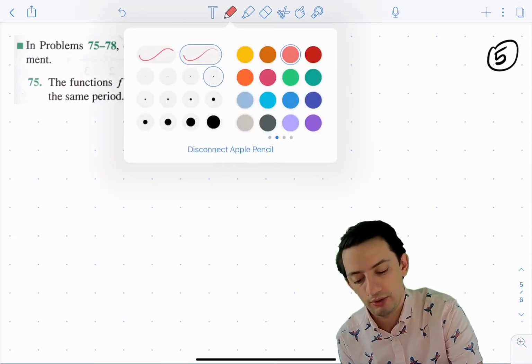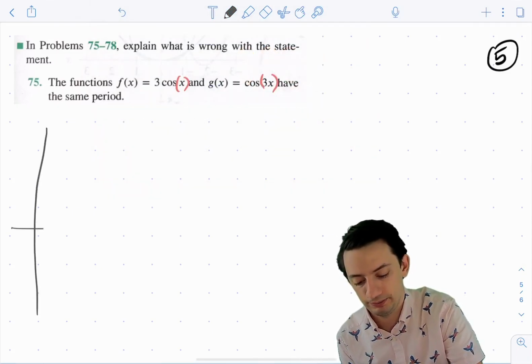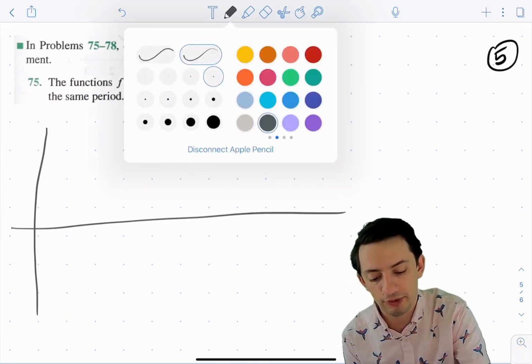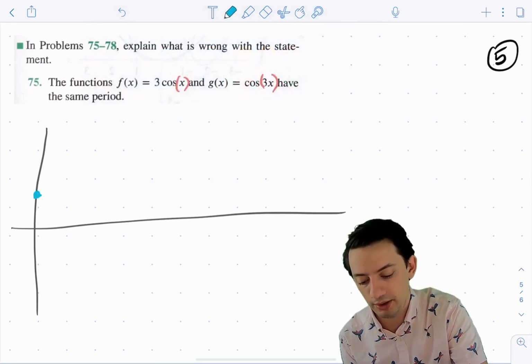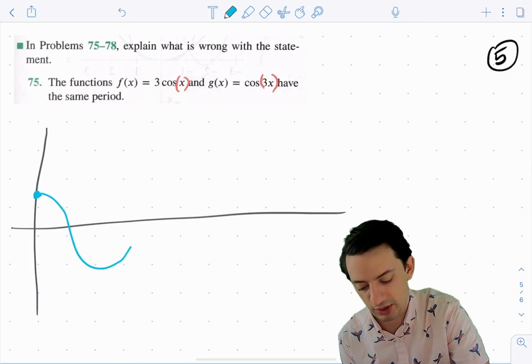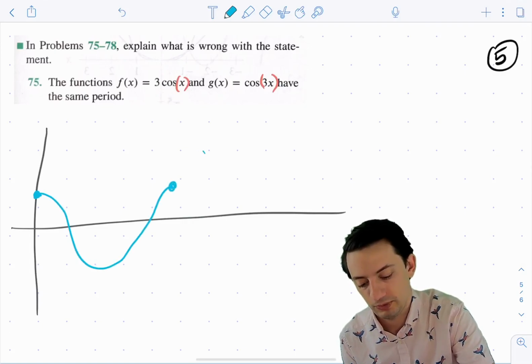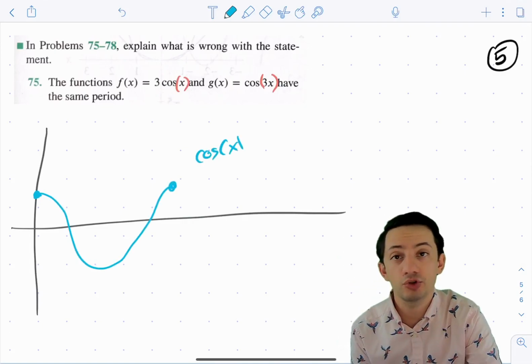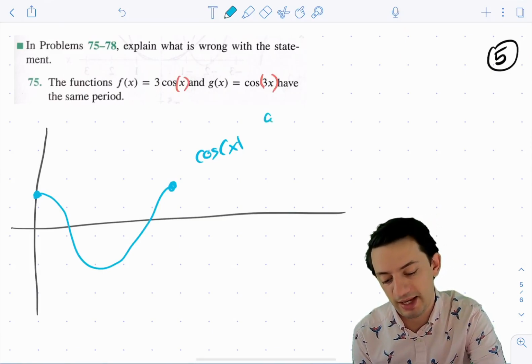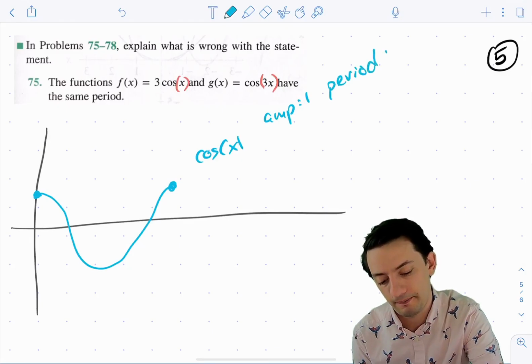So let's think about this. Let's draw cosine of x first. Just a really rough drawing. It starts at 1 and does this kind of shape. I've only drawn one period there, but it has amplitude 1 and it has period 2 pi.